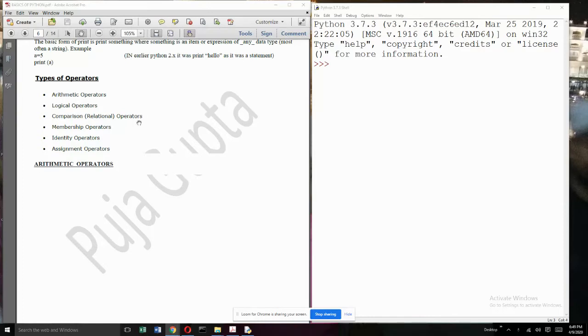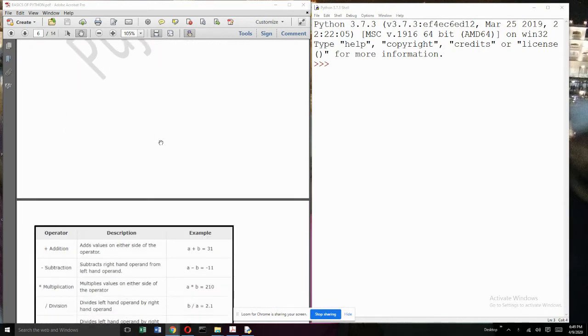Today we are going to cover the operators of Python. The first operators that I'm going to take up are the arithmetic operators. Let's move to the arithmetic operators.